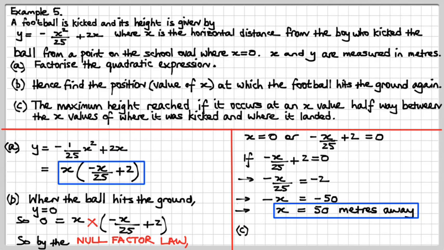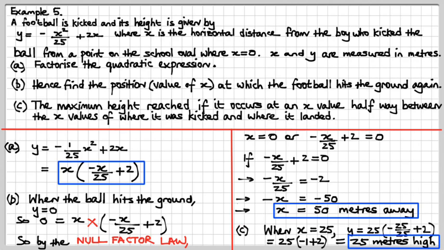The maximum height reached if it occurs at an x value halfway between the point where it was kicked and where it landed. Well, that would make x 25, wouldn't it? Because x was 0 where it was kicked and 50 where it landed, so x is 25. And if we plug 25 into this expression here, we should get the y value, which would be the maximum height. Okay, let's go for that. Aha, there it is. I've just done it. I've put 25 for x here. That gets us minus 1 plus 2, which is just plus 1 in the bracket, which means that y would be 25 metres high.